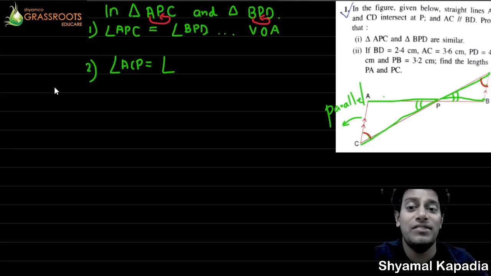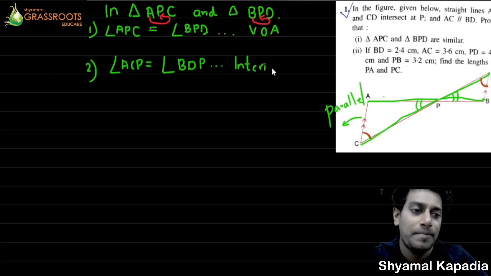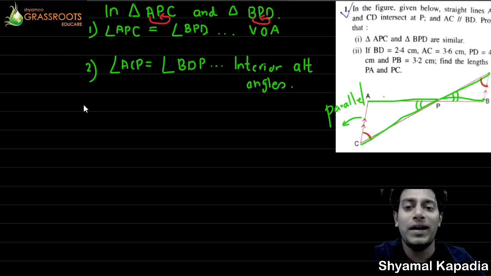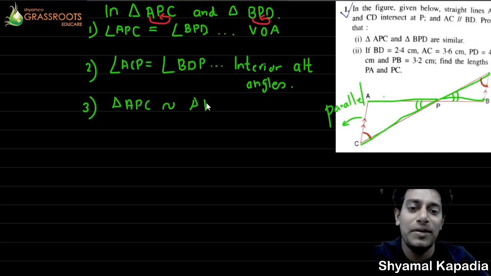You get the namings right from here only. So angle ACP is equal to angle BDP. And the reason is interior alternate angles. So guys, I have proved my two angles are equal. No need for the third angle. So I can say therefore triangle APC is similar to triangle BPD. And the reason is angle test of similarity.